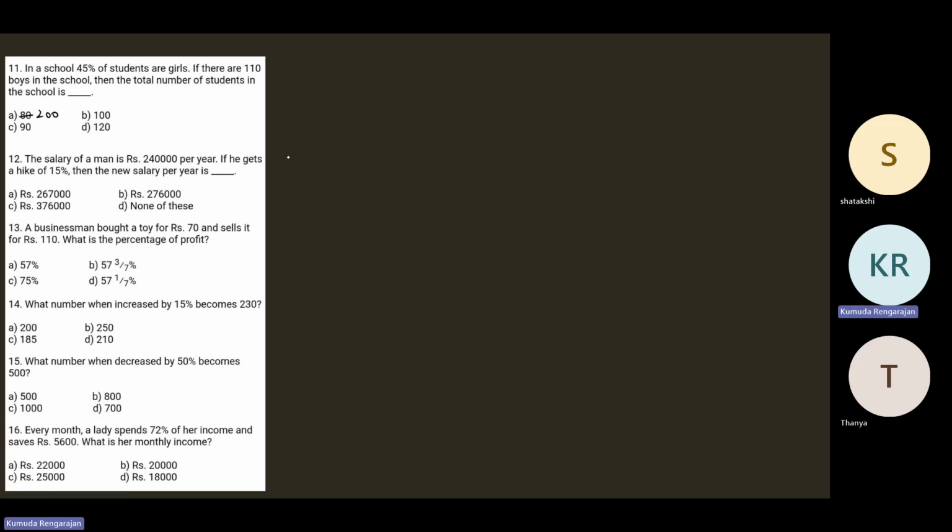Yeah, next one. The salary of a man is rupees 2,40,000 per year. If he gets a hike of 15%, then the new salary per year is. You can do this in two ways.